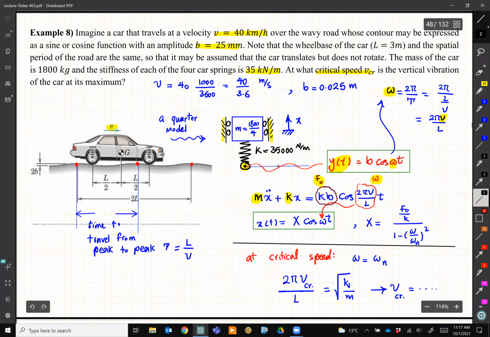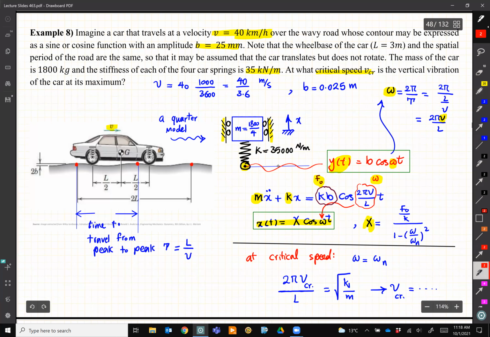We know if this car is moving with this speed of 40 kilometers per hour, we will get this vibration, x(t) equals X cosine omega t, and the amplitude of vibration is this value. That's with the normal speed. Now we are curious to see if there is a critical speed. And what is a critical speed? A speed that vibration goes crazy.